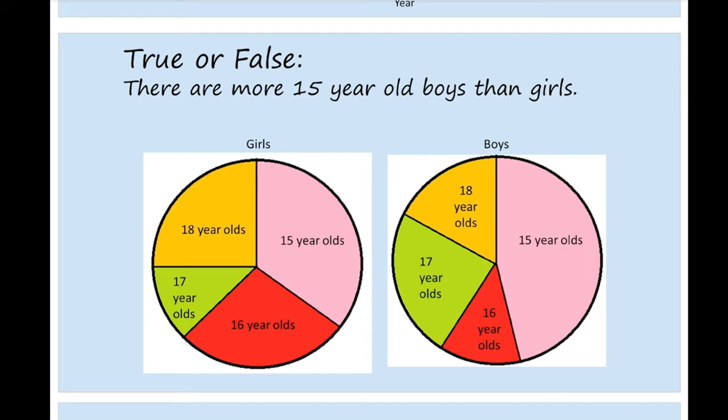So we don't really know how many people in total we are looking at here, or in each group, so we can't really say that one is larger than the other. We could say that there are more 15-year-olds in all the girls than there are 15-year-olds in the boys, but in terms of the actual number, we don't know for sure.